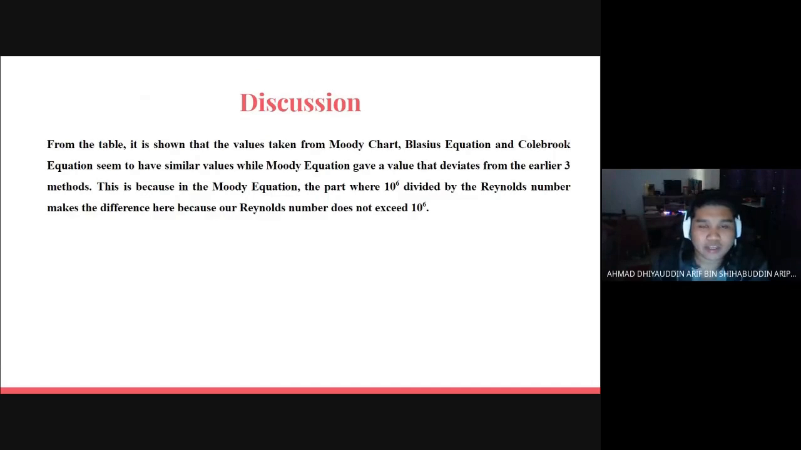As for the reason, from the table, it is shown that the values taken from Moody's chart, Blasius equation, and the Colebrook equation seem to have similar values, while Moody's equation gives a value that deviates from the earlier three methods. This is because in Moody's equation, the part where 10 to the power of 6 is divided by the Reynolds number makes the difference here, because our Reynolds number does not exceed 10 to the power of 6.